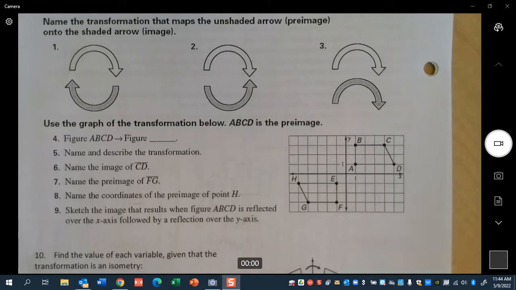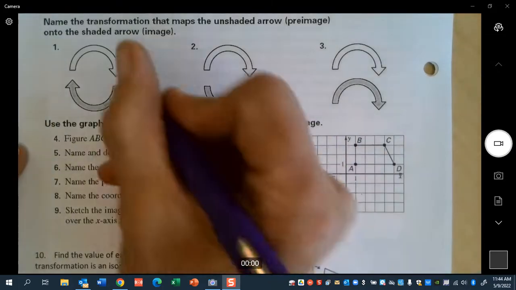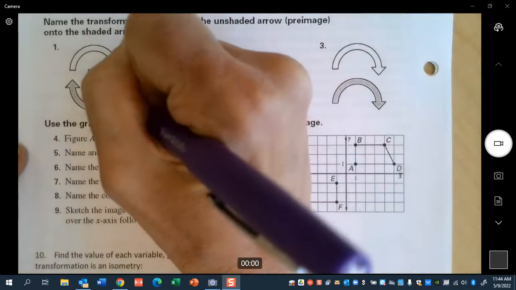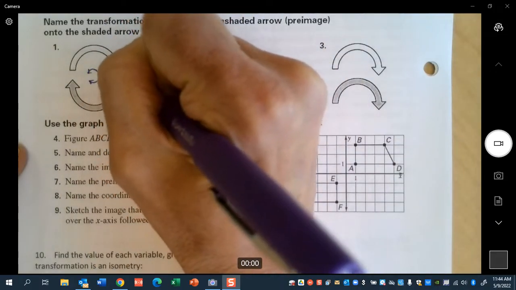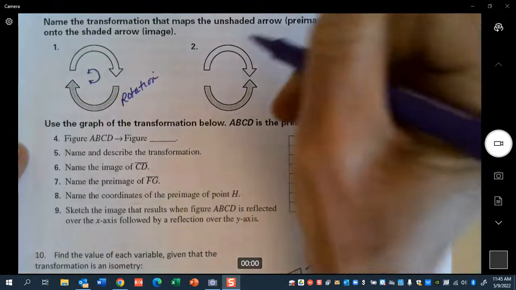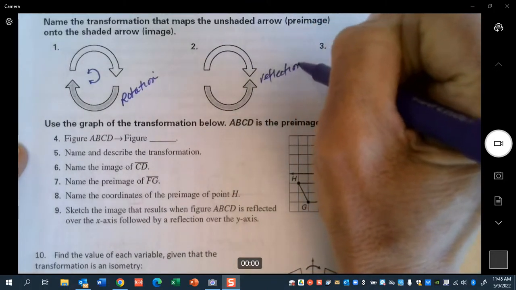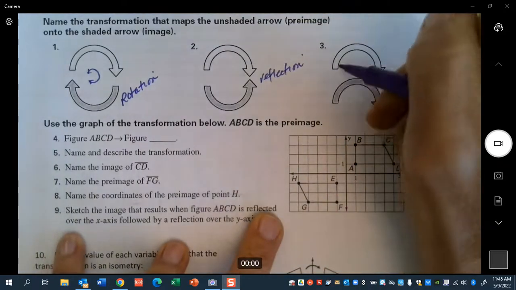All right, so let's talk about these. What is happening here? Yeah, this is going to be our rotation. How about this? Perfect. How about this?